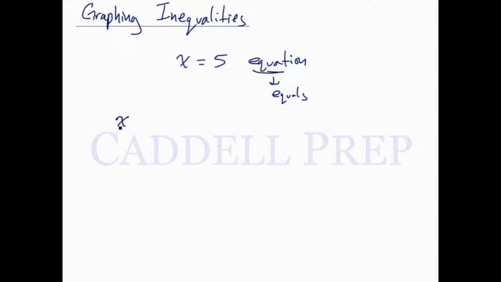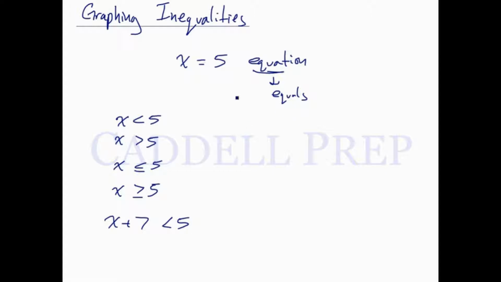So, for example, x is less than 5 is an inequality, x is greater than 5 is an inequality, x is less than or equal to 5 is an inequality, and x is greater than or equal to 5 is also an inequality. And of course these could be more complex, such as x plus 7 is less than 5 and things of that nature. So how do we graph this though?